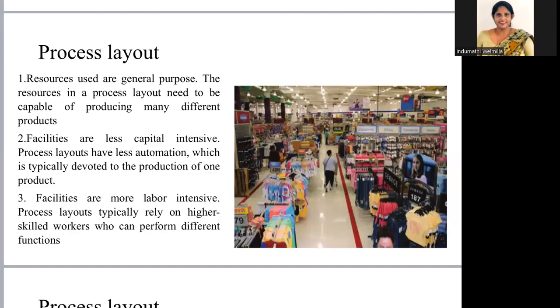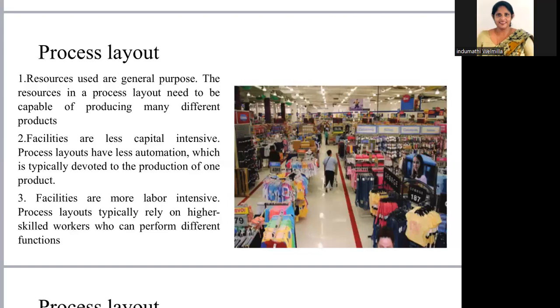Because now I am explaining to you, the process layout is designed to produce many different items, often to customer specification, right? To achieve these goals, they have certain unique characteristics. What are those characteristics? First, we can say resources are used for general purposes. The resources in a process layout need to be capable of producing many different types of products, right?